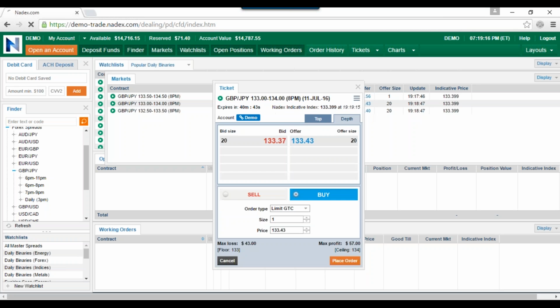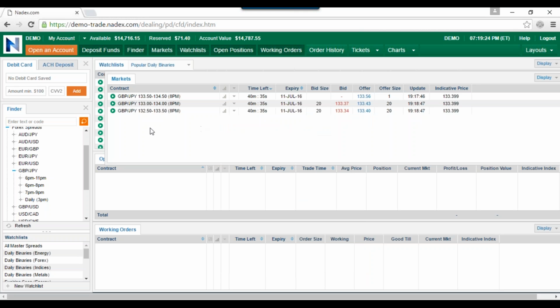Okay, how about this one? What if I buy this one? Now I got to put up $90. Why are they so different? Well, because again, notice, where is the indicative at? 133.39. Okay. Well, this particular spread has a bottom or a floor of 133.50, and it goes up to 134.50. So where can you buy it? Right here, where can you buy this at? You can buy it at 133.56.